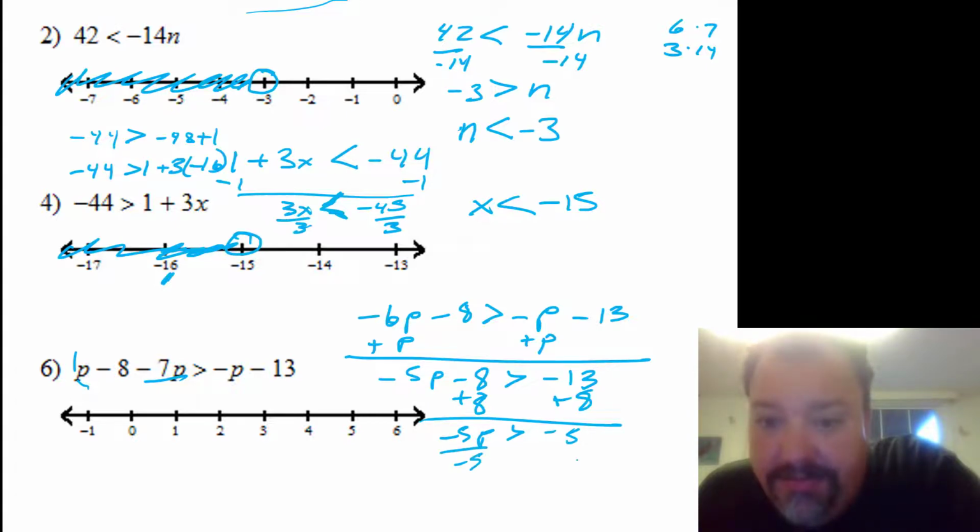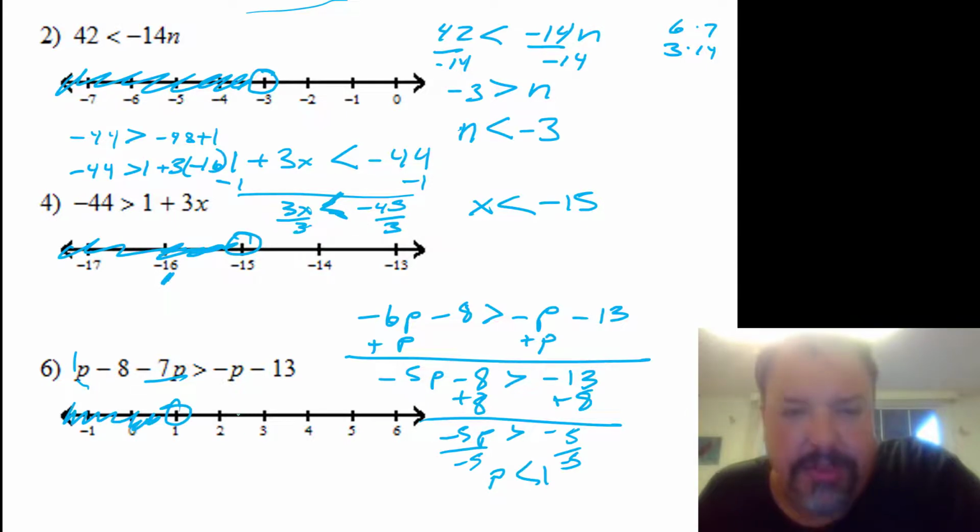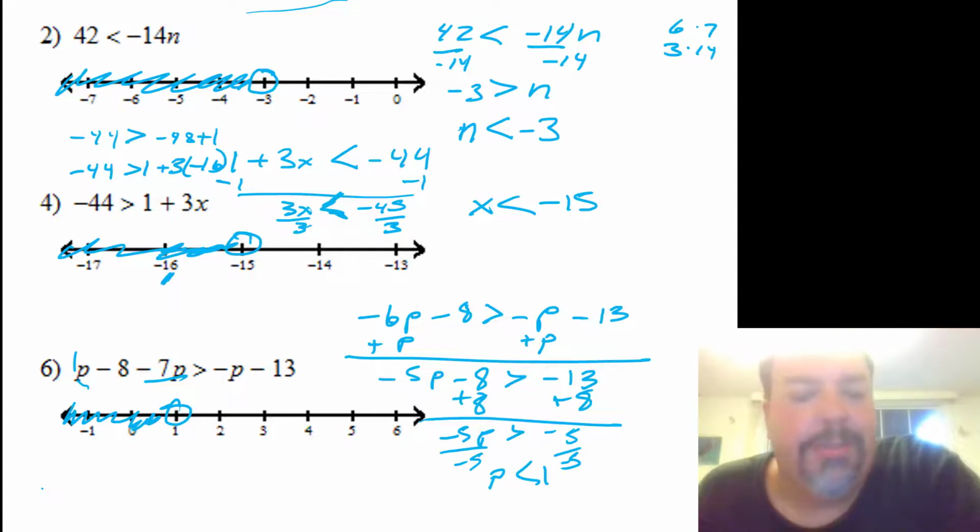And then divide by negative 5, divide by negative 5. Since we divided by a negative, we've got to flip the sign. So we're going to have p is less than 1. So it's open circle and shade to the left. All right, so that should be pretty good for solving inequalities. Let's go on to the next thing.